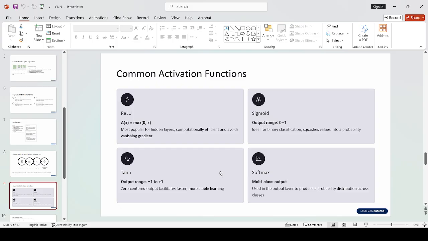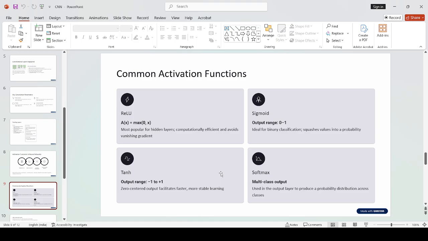Now let us look at the common activation functions used in neural networks. The first is ReLU, or rectified linear unit. Its formula is A(x) = max(0, x). ReLU is very popular in hidden layers because it is computationally efficient and helps reduce the vanishing gradient problem.